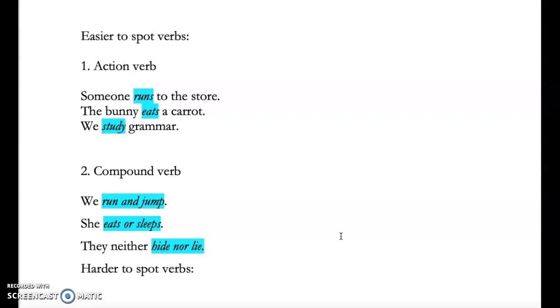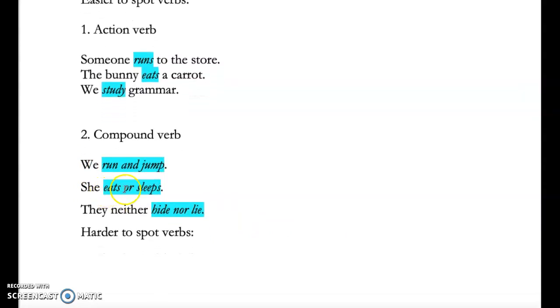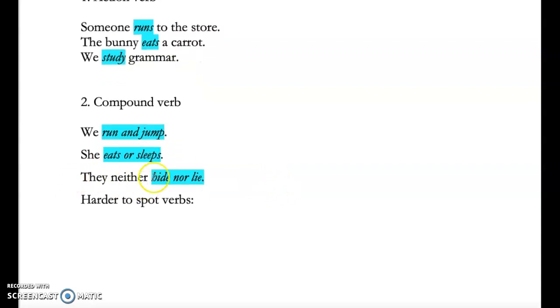The other kind of verb is the compound verb, which is the same basically as a compound subject. It means two or more verbs joined with and, or nor. So you could say we run and jump, two verbs, right? She eats or sleeps. Now this is technically two verbs, even though she's only going to eat or sleep. But grammatically, we still have two verbs here. Or they neither hide nor lie. Now, technically, that means that they are not doing either of those verbs, but grammatically, both of those verbs are still the verbs attached to the subject.